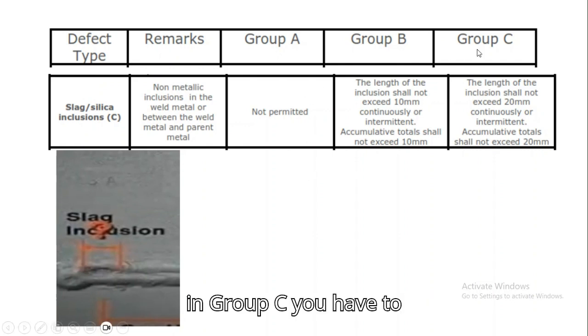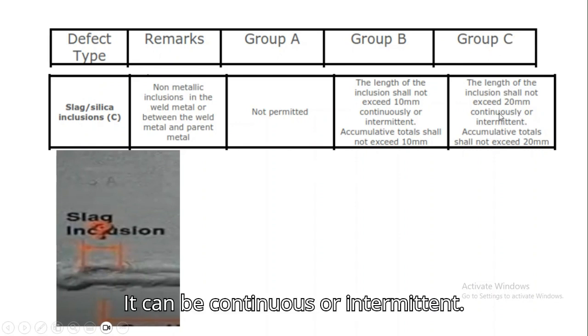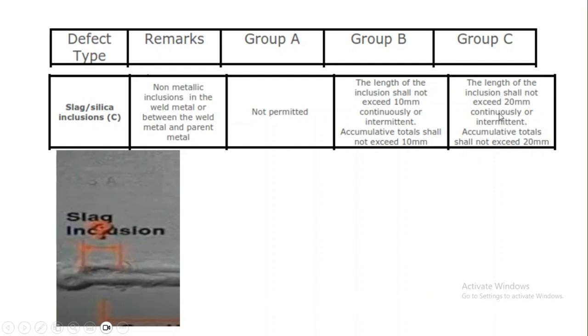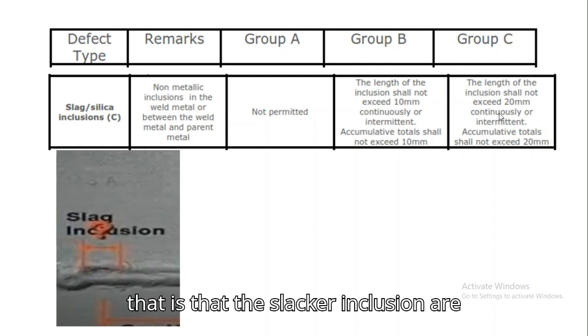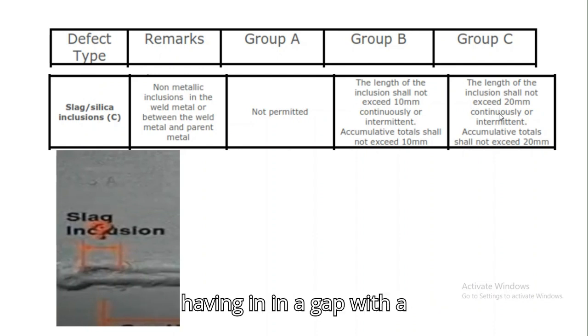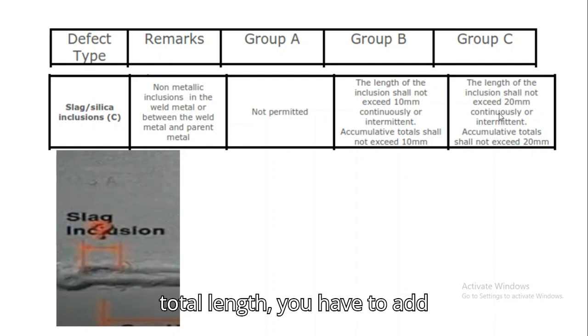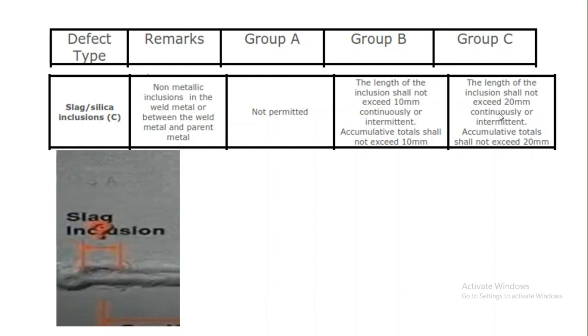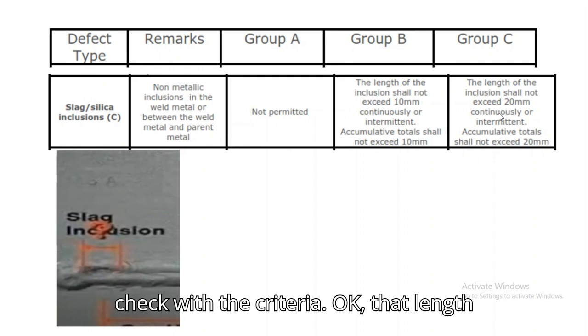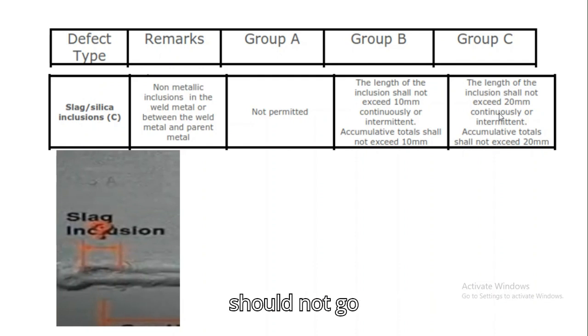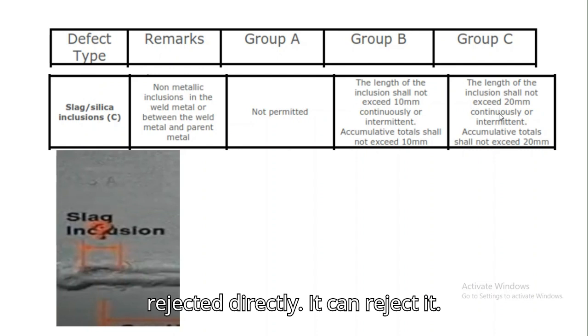In group C, you have to measure the length. It can be continuous or intermittent. If it's intermittent, if you see that the slag inclusions are there with a gap, then you have to measure the total length. You have to add each length and check with the criteria. That length should not go beyond 20 mm. If it goes beyond 20 mm, it's rejected. Directly you can reject it.